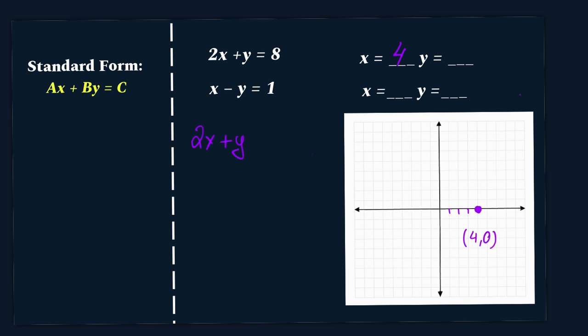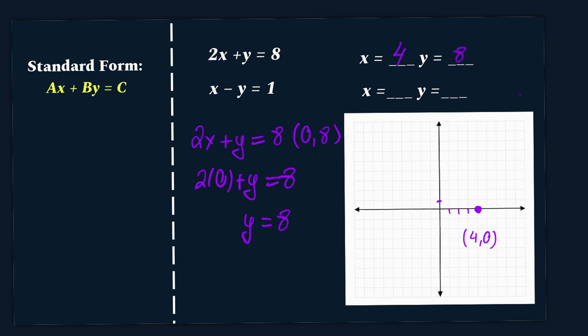x plus y equals 8, and let's set the x as 0 and find the y. 2 times 0 plus y equals 8. 2 times 0 is 0, y equals 8. So let's go ahead and write that. So our y-intercept is 8.